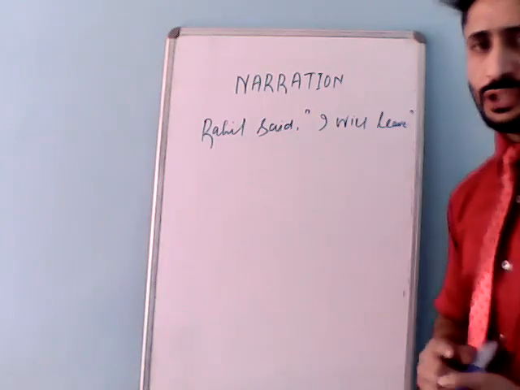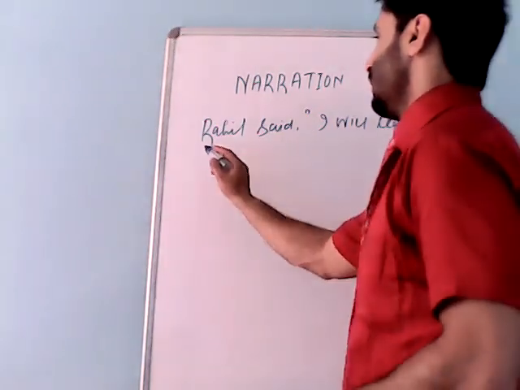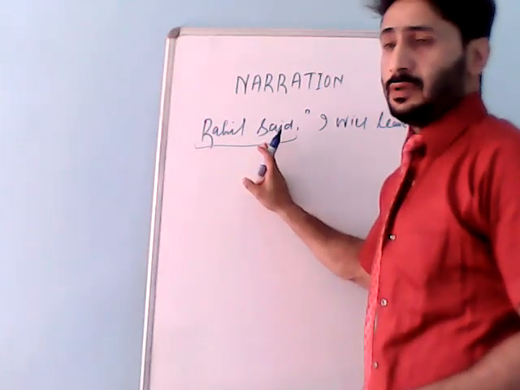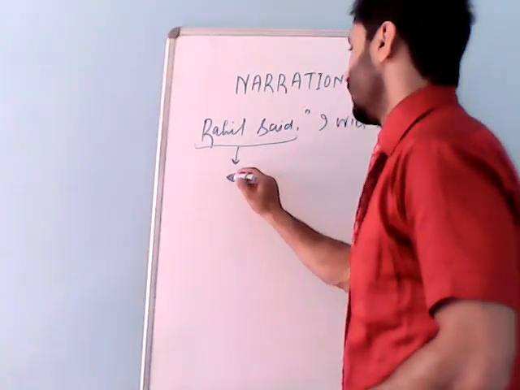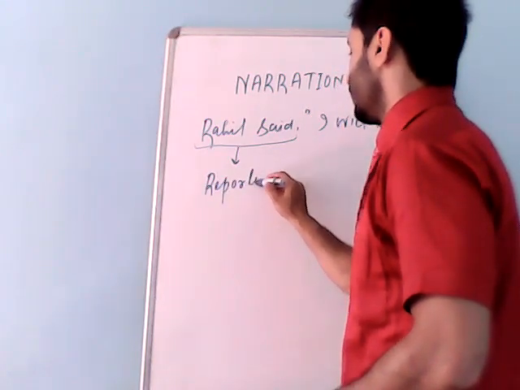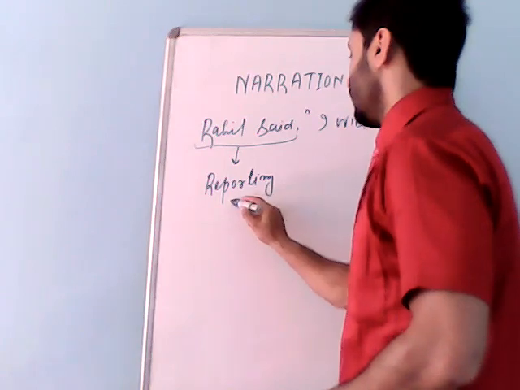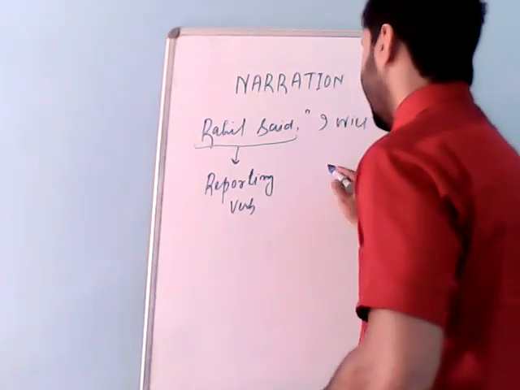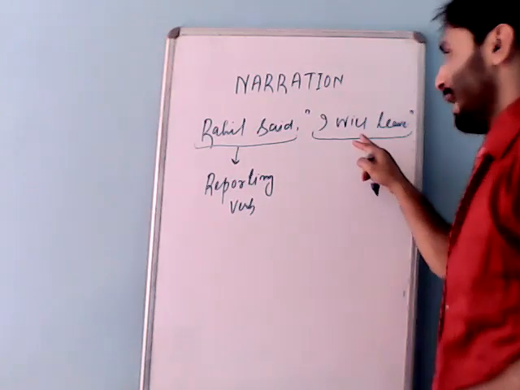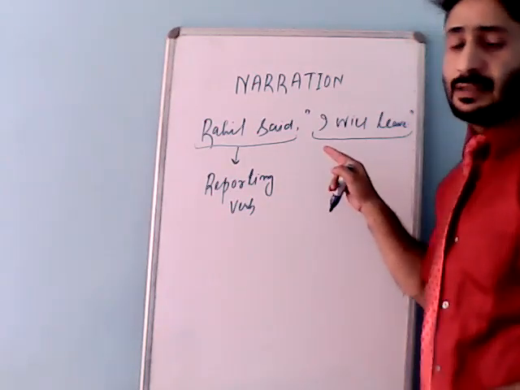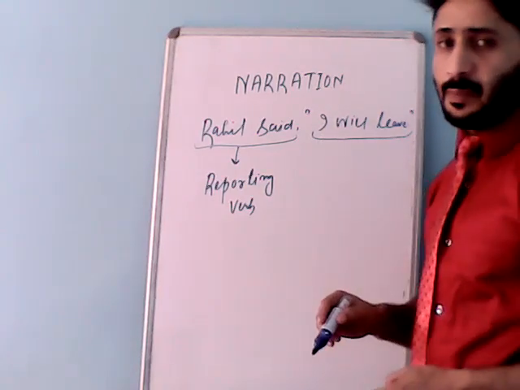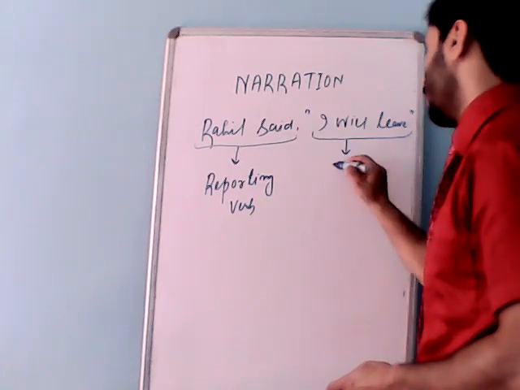In direct speech, we have two parts. This first part, subject and verb, is called the reporting verb. And the second part of the sentence, as you can see, these are the exact words of the speaker that we put within the inverted commas. This part is called the reported speech part.